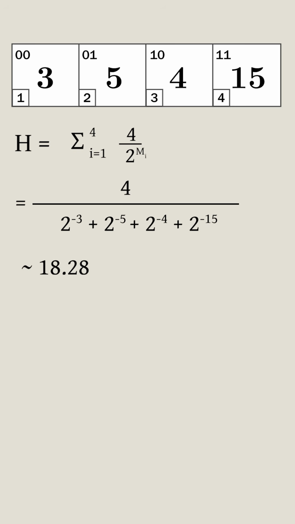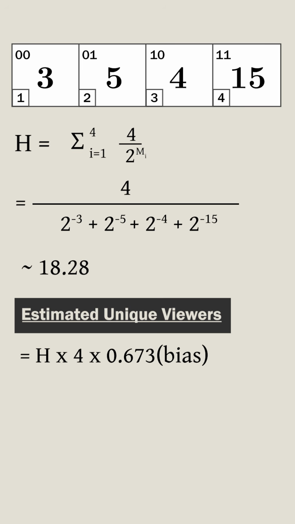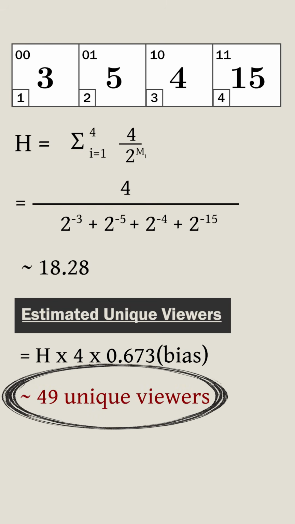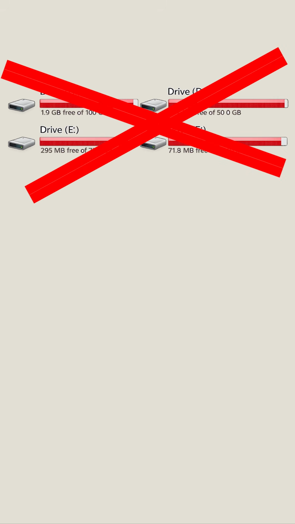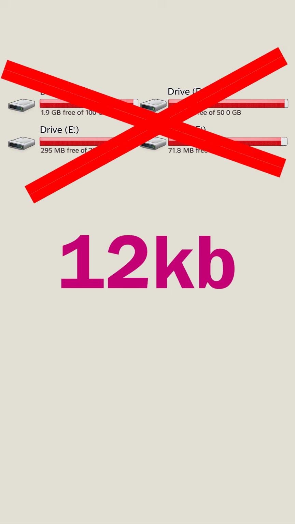After figuring out the harmonic mean, we multiply it by the number of buckets and apply a bias correction to get our estimated viewer count. Although it's not a precise number, an estimate with a 1 to 2% margin of error is more than enough in most cases. And the best part, instead of storing gigabytes of user IDs, HyperLogLog lets you count millions of unique viewers in just about 12 kilobytes of memory.